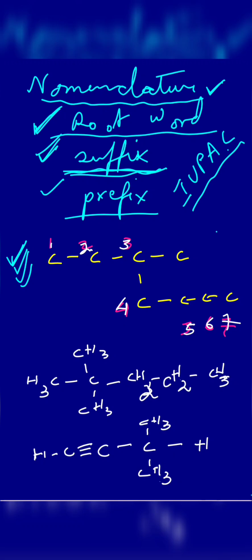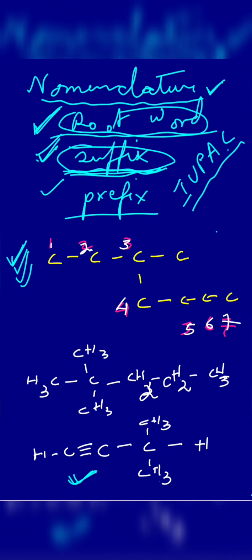But if it has triple bonds, you see the last one, that is yne, triple bonds. So that will be heptyne. That's all about the suffix. Root word is hept. Ane, ene, yne is the suffix. Then the prefix.